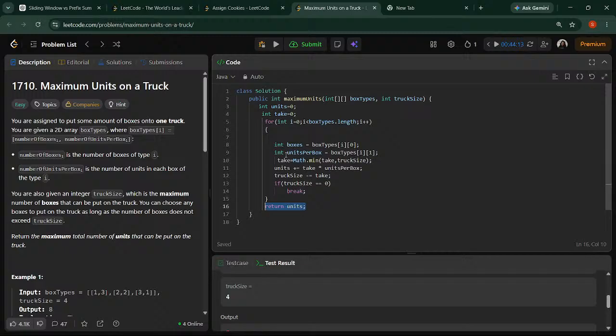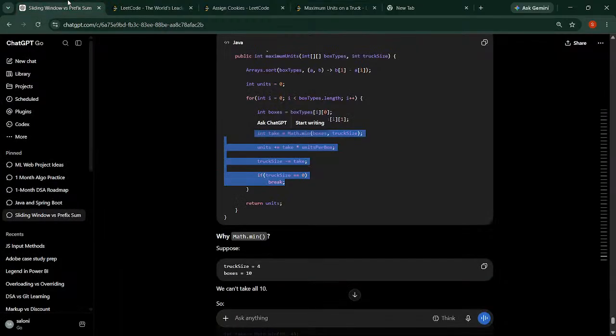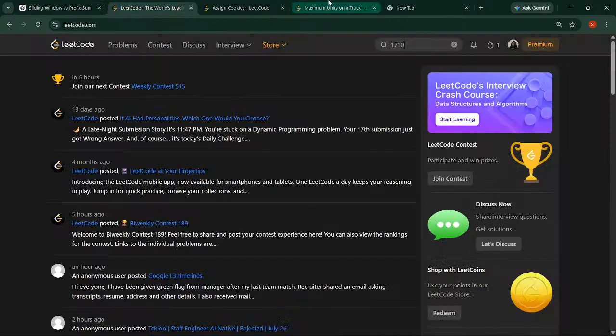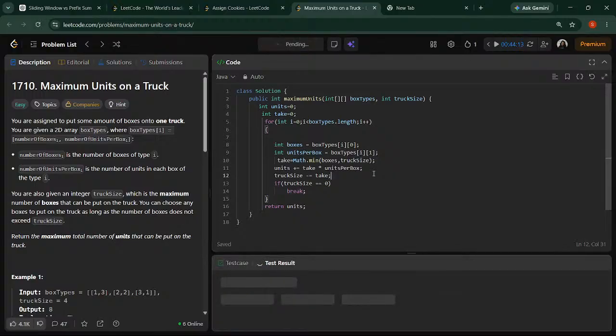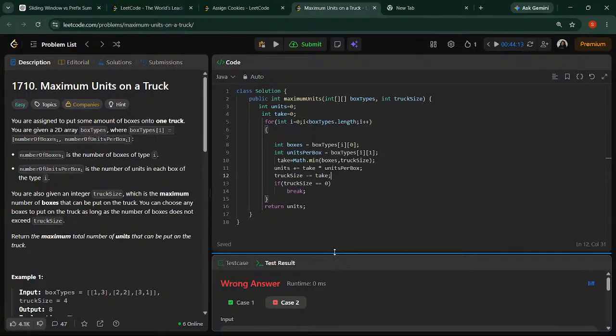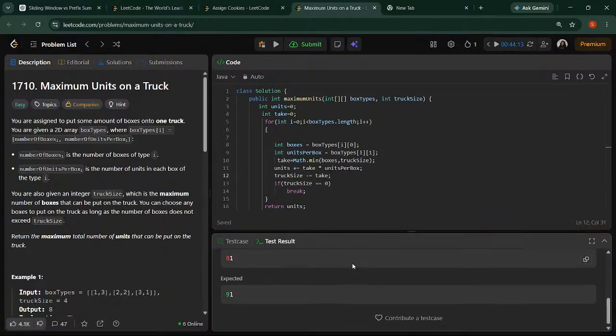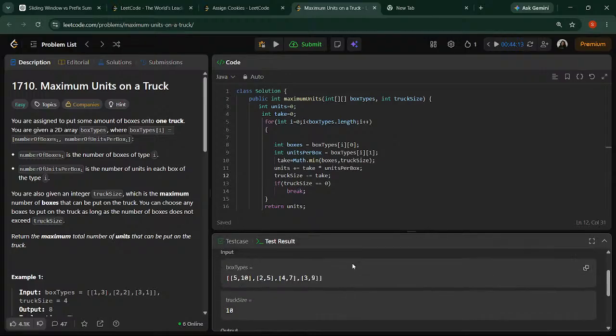If we got the minimum take, okay, I haven't written anything in my take, right? Boxes, comma, truck size. Okay, it should be boxes, comma, truck size. What I'm doing, it should be boxes, truck size. Okay. Delete 8 1 and it should be 9 1.